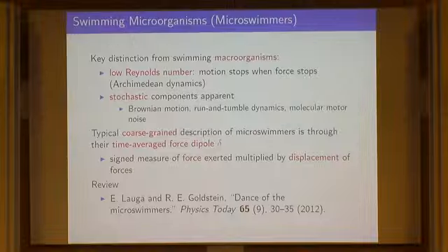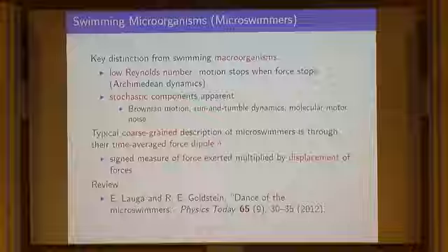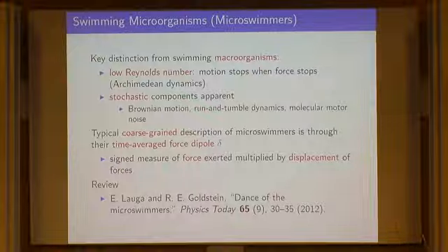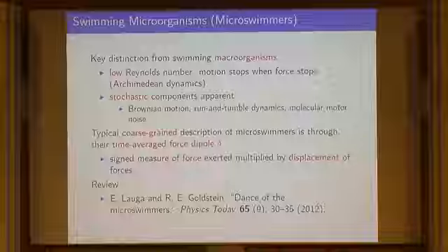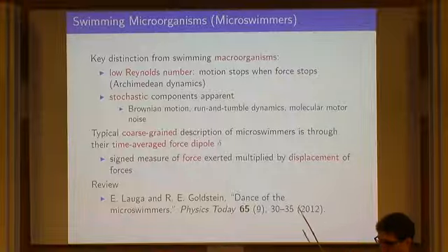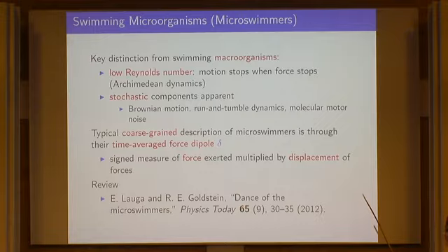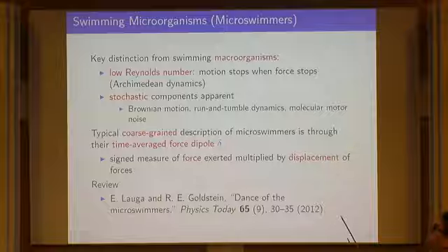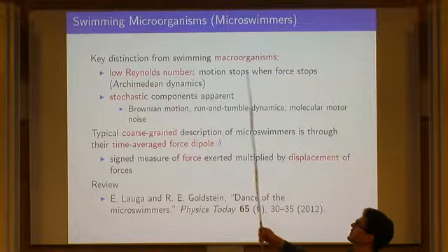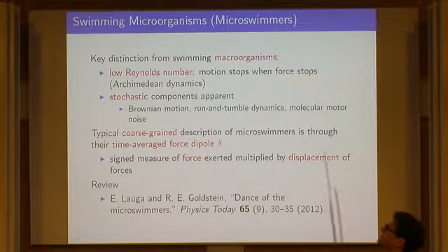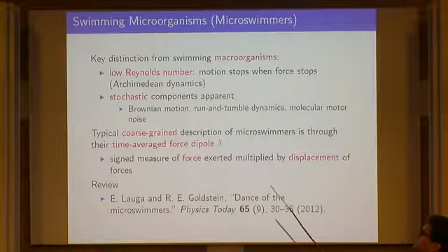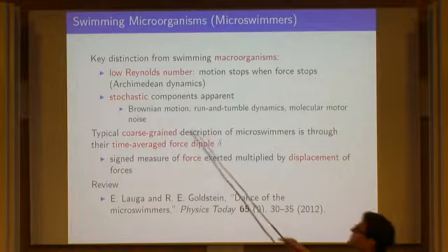Just to give you a rough sense of what we're going to be discussing: we want to talk about what happens when you have not macroorganisms that swim, but microorganisms, things like bacteria and alga cells. There's a key distinction in the physics of these from dolphins and people, which is that the Reynolds number is low, so most people don't worry about the effects of inertia, and you are going to see significant effects of stochasticity.